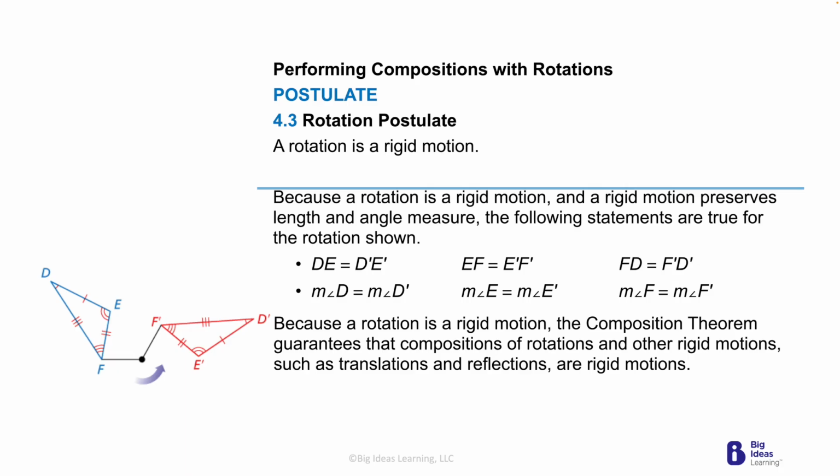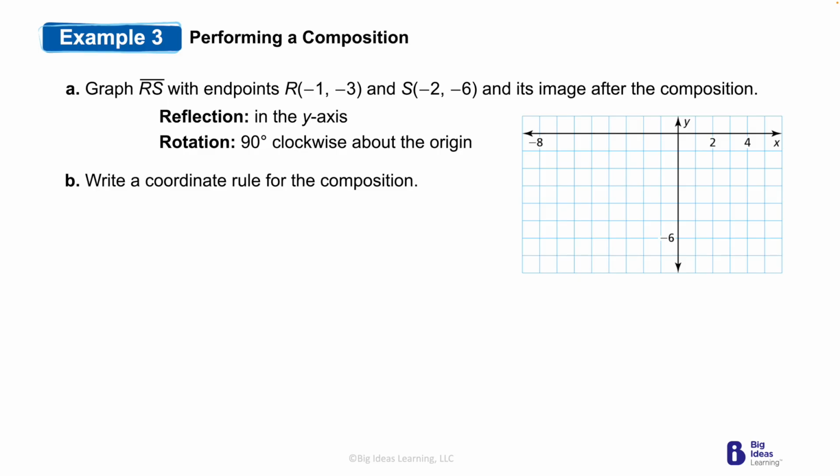So again, you have your postulate here that a rotation is a rigid motion. Again, rigid motion means that all the line segments are the same length, all the angles the same measurement, nothing gets changed. So you already had this for translations and reflections, now you have it for rotations also. So compositions, like we did before, you're going to do multiple transformations here. So if you have segment RS, where R is (negative 1, negative 3) and S is (negative 2, negative 6), you're going to reflect it in the Y axis and then rotate it 90 degrees clockwise about the origin.